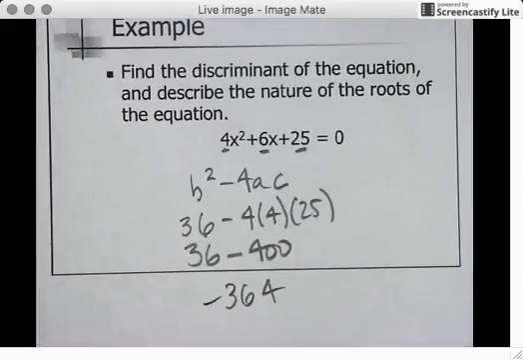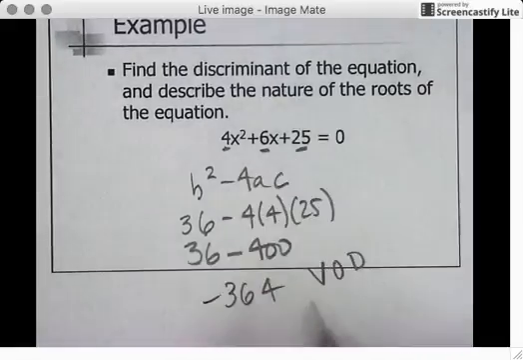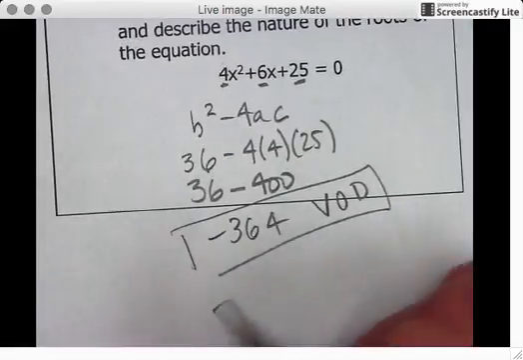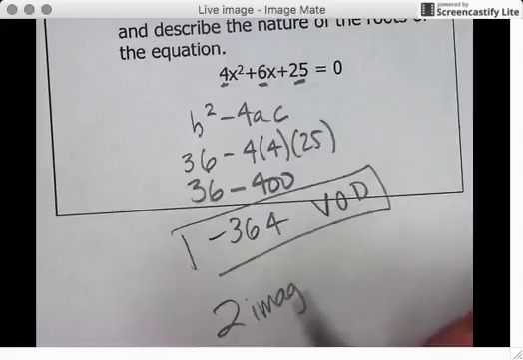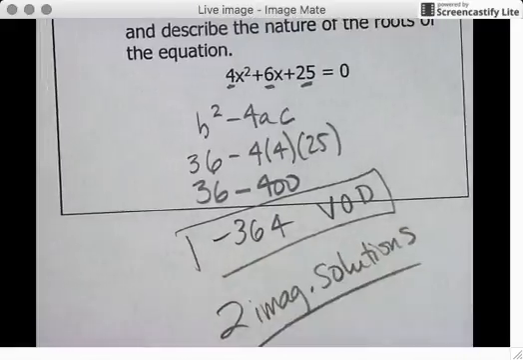Okay, this is not the answer to the quadratic. This is the value of the discriminant. What does this tell me? It tells me that I have two imaginary solutions. Okay, because it's negative. That's it, because it's negative. If it was positive, I'd have two real solutions. If it was 0, I would have one real solution.